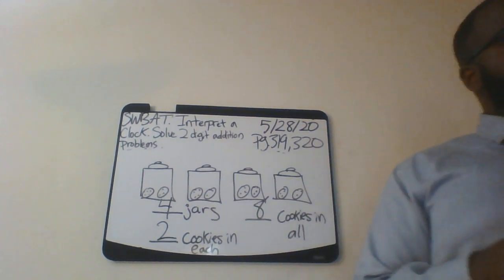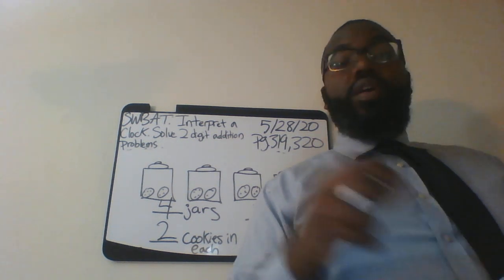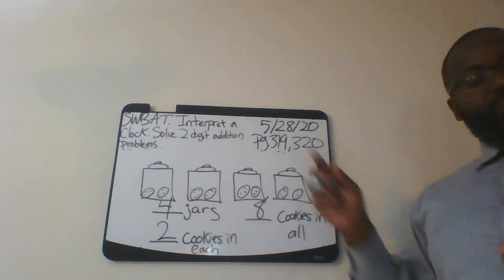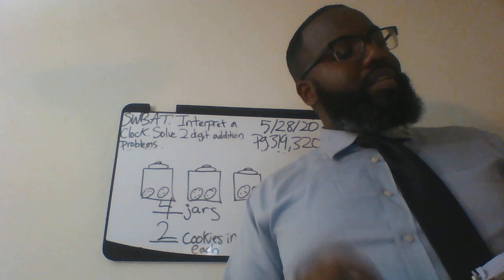Now let's focus our attention on number 3. Number 3 says circle each group of 2. So for every 2, you're going to circle them and then follow the same steps you did for the previous problems. Now let's focus on number 4, which asks us to write the sums and then mark the circle.